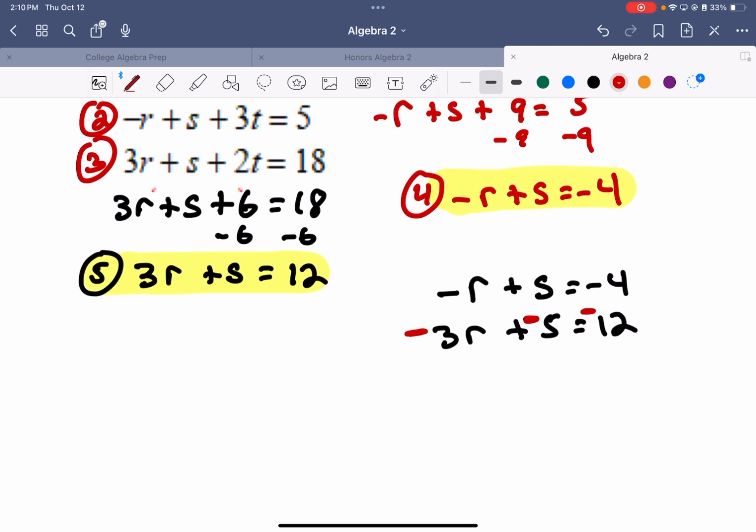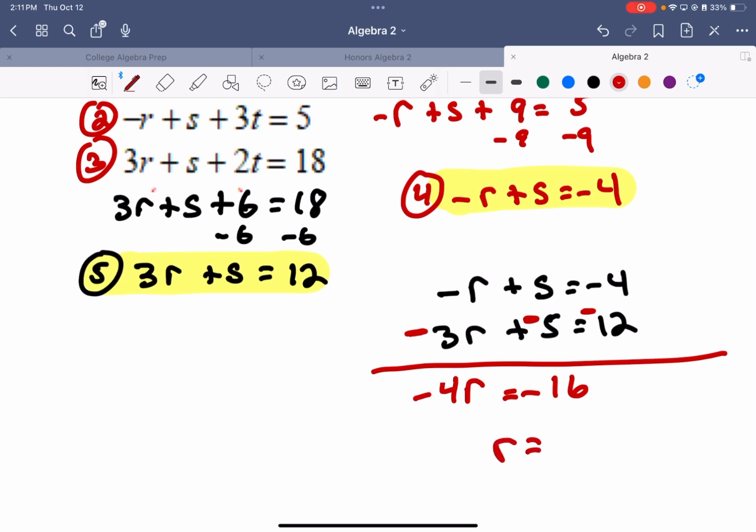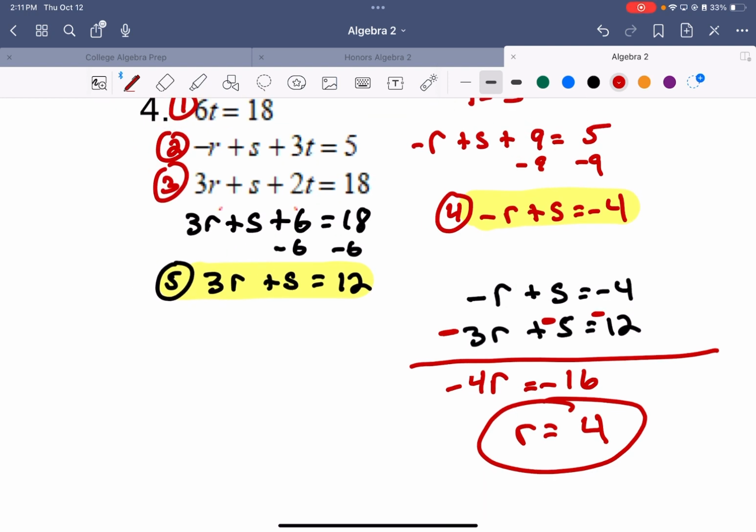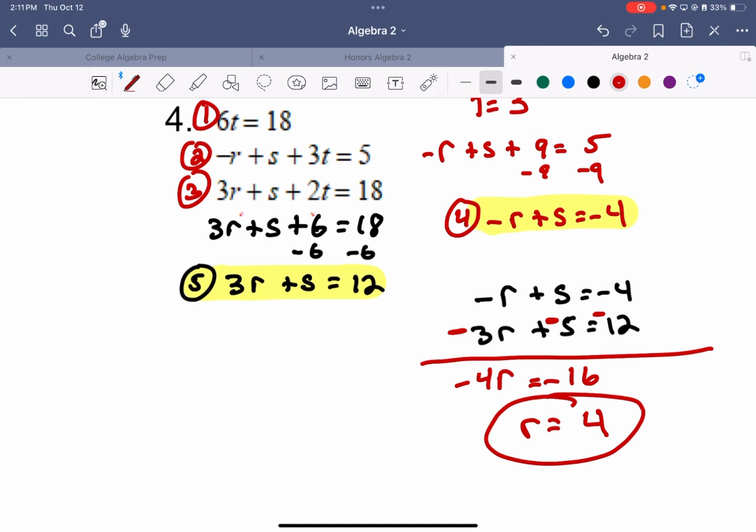So we've got negative 3 minus 3, that's negative 4r. S plus negative s goes away. Negative 4 plus negative 12 is negative 16. You get r is equal to negative 4, 4? Just regular 4. So we've got our r value, and we've got our t value.